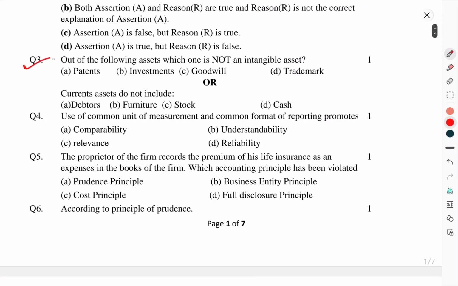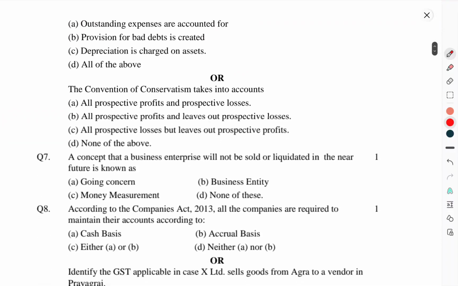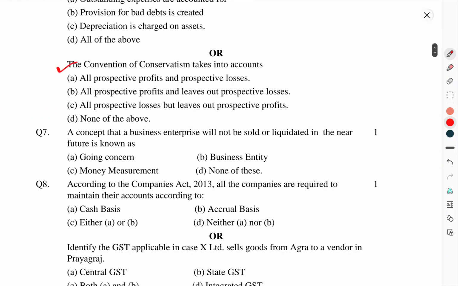Question number 3, out of the following, which asset is not an intangible asset, or current assets do not include. Question number 4, use of a common unit for measurement and a common format of reporting promotes. Question number 5, the proprietor of the firm records the premium of his life insurance as an expense in the books of the firm. Which accounting principle has been violated? Question number 6, according to the principle of prudence. Question number 6, or, the convention of conservatism takes into account.